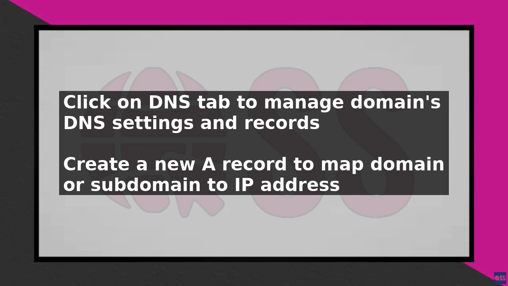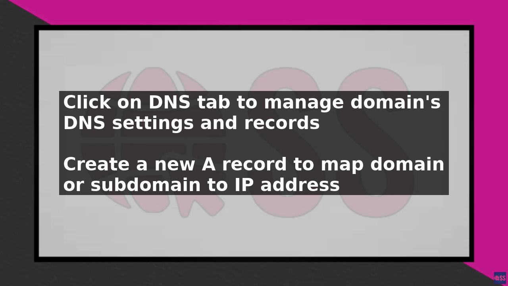To set up an IP address for your domain, you need to create a new A record. An A record is used to map a domain or subdomain to an IP address. Click on the Add button to create a new record and select A from the drop-down menu.